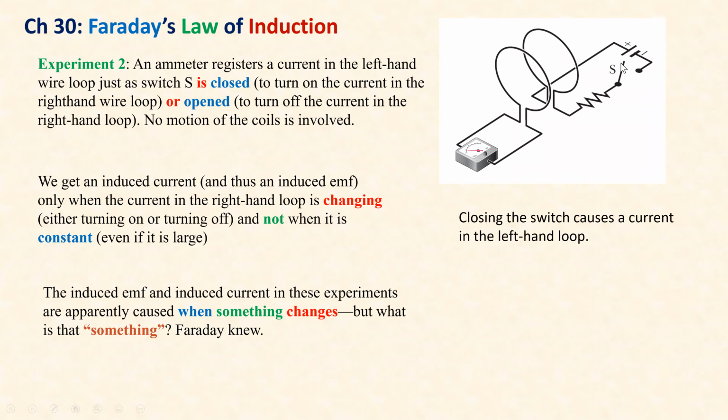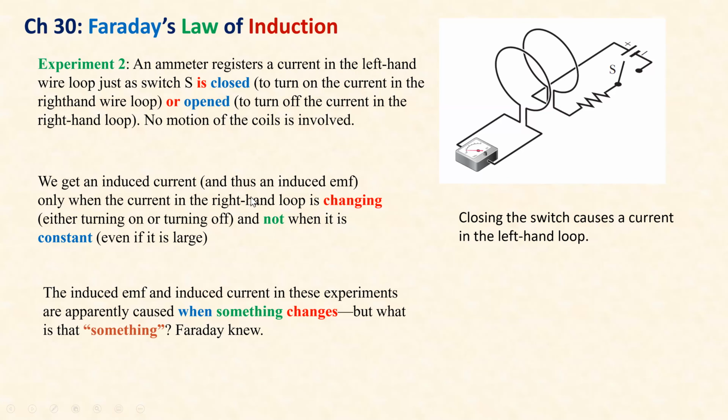And if you keep the switch closed, this current stops. It starts for a little bit while this current is increasing until it gets to the maximum, and then there's no current in here. And then when you open the switch, this current dies suddenly, then there's another current in here. So if you close it and open it, then during the closure or opening, it creates a current in the other one. So no motion is involved here.